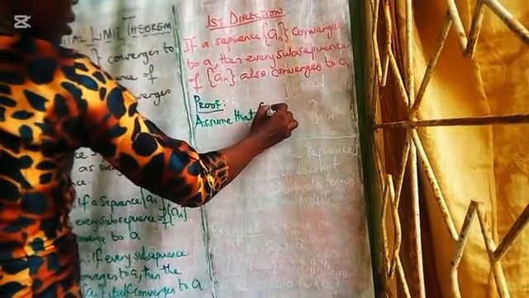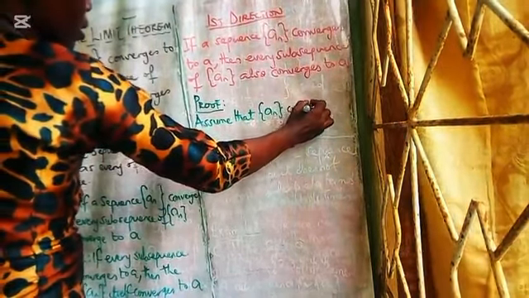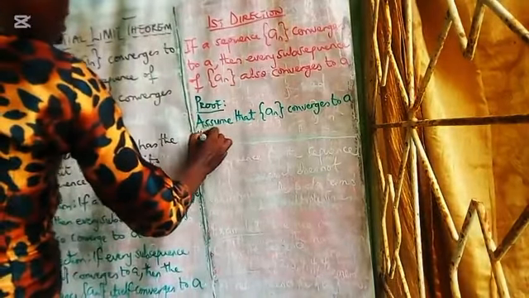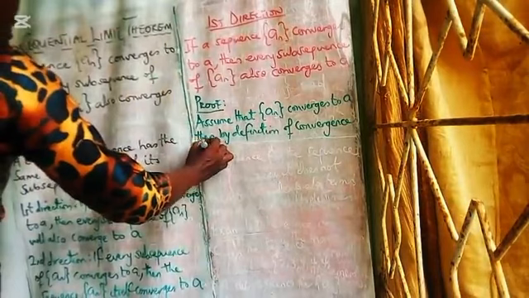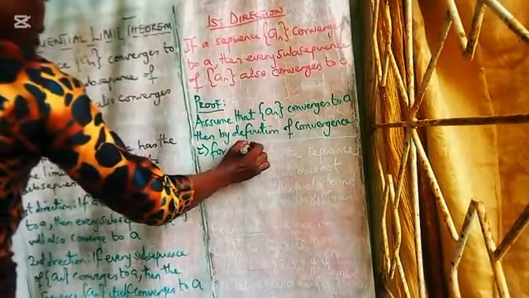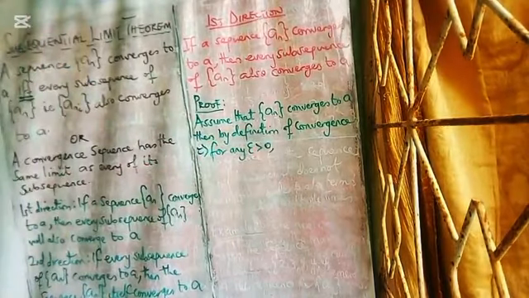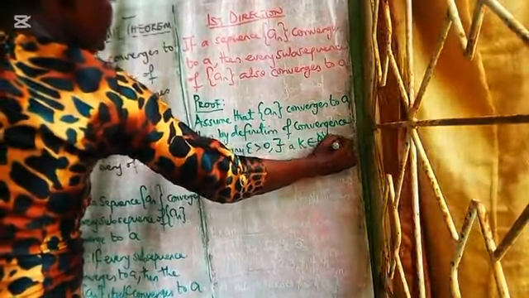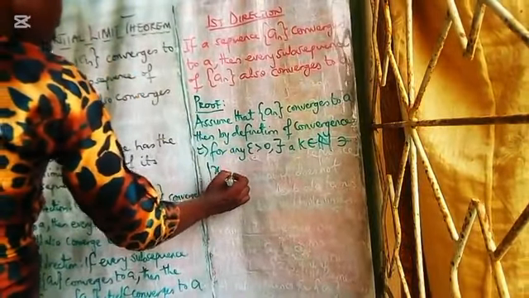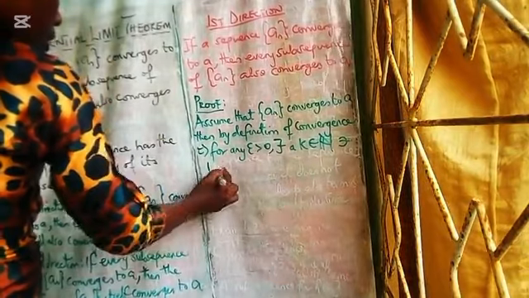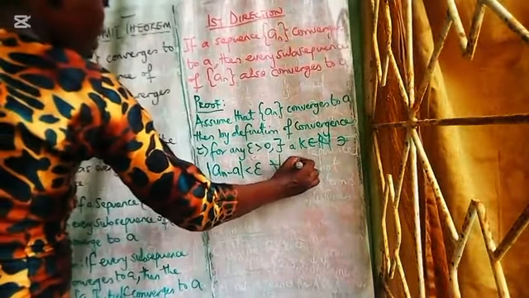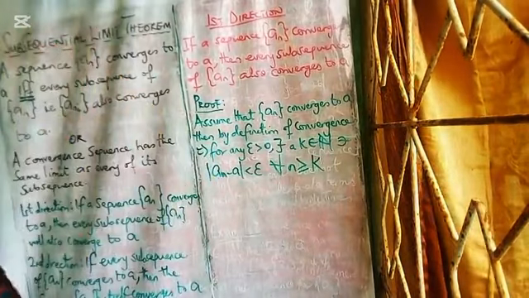We need to make some assumption. Assume that the sequence A sub n converges to A. Then by definition of convergence, it implies that what? For any epsilon greater than 0, there exists a k belonging to the set of natural numbers such that the absolute value of A sub n minus A is less than epsilon for all n greater than or equal to k.